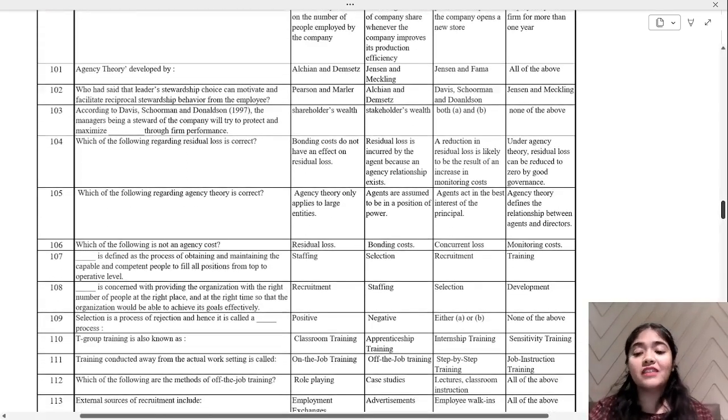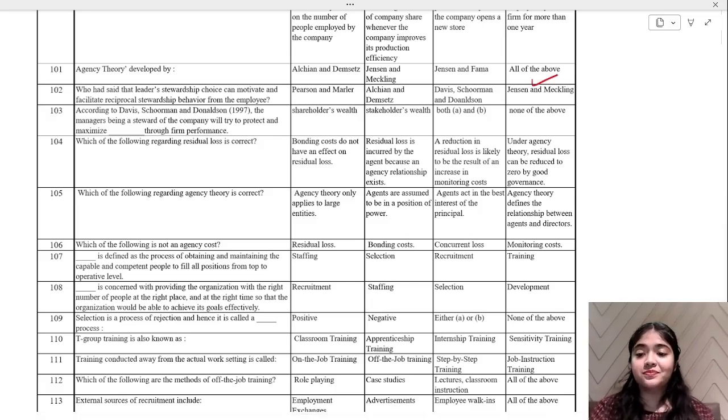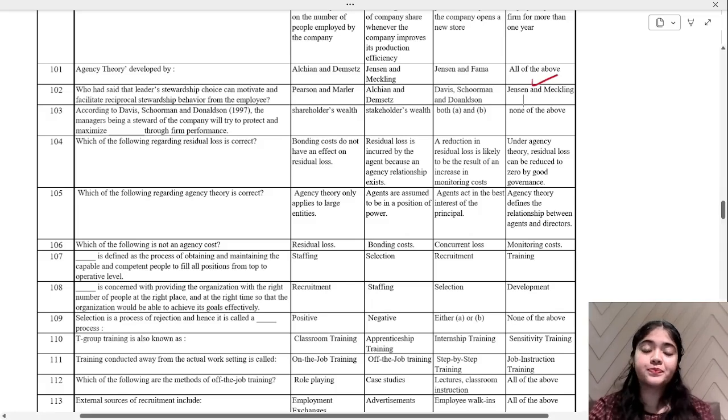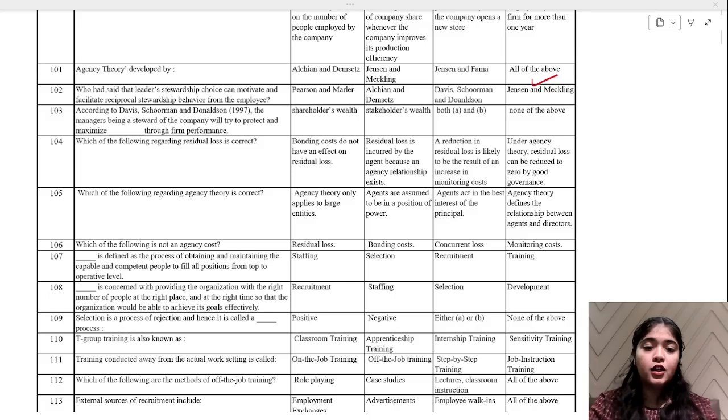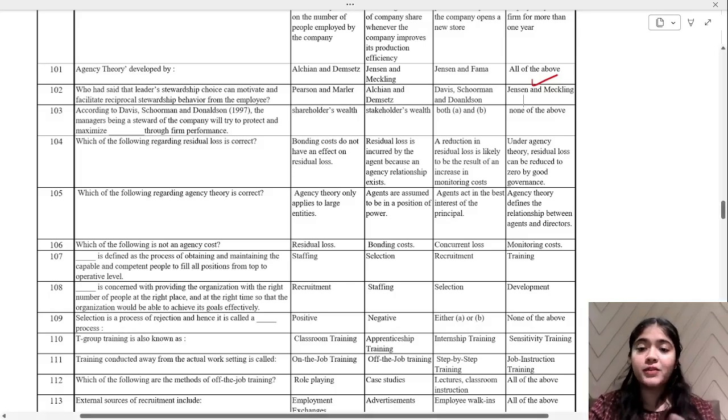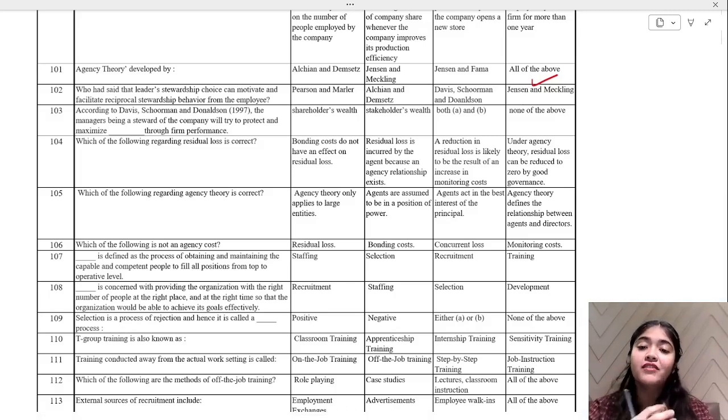Agency theory was developed by whom? Tell me. Yes, Alchian and Demsetz, Jensen and Meckling, and Jensen and Fama, all of them developed the agency theory. Yes. So let's go ahead. I just wanted to confirm that all of them was the correct answer or not. All of them had developed, like everyone was developing a theory on the agency theory.